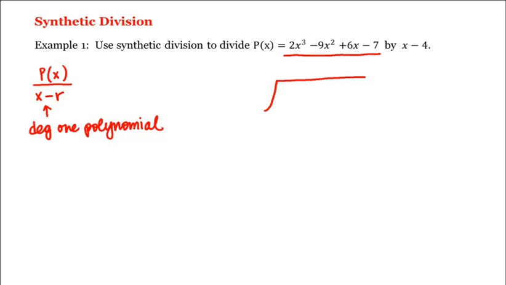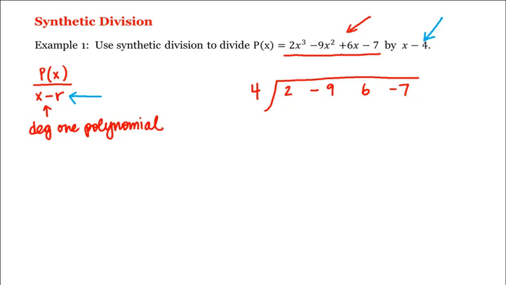Well, let's put them under a division sign. We have 2, -9, 6, and -7. And it is imperative that our polynomial is in standard form before we read off these coefficients. But moreover, if there were any missing powers of x here, we'd have to write 0 for that power as a placeholder. Now, what is our r here? Our r is 4. So let's put the 4 to the left of the division symbol.